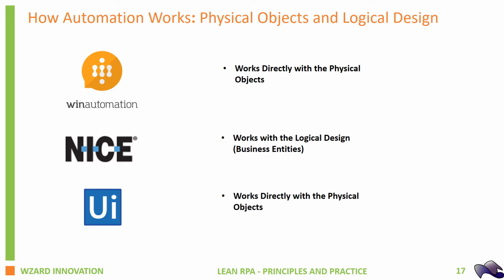UiPath also works directly with physical objects, so you get the benefits of Win Automation too in terms of that very rapid interactive development. But also contains some of the multi-team and enterprise level deployment type options for reuse. So it's a middle ground and actually works well in both environments.